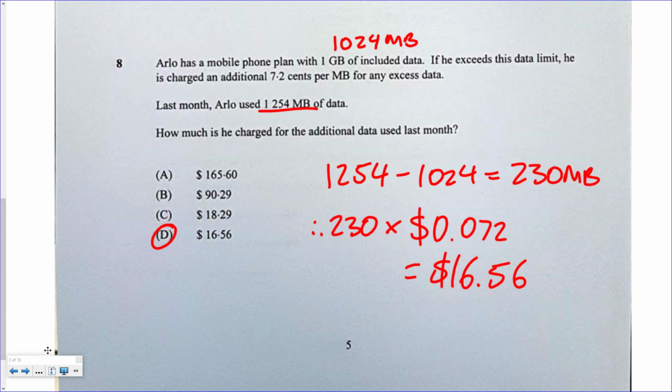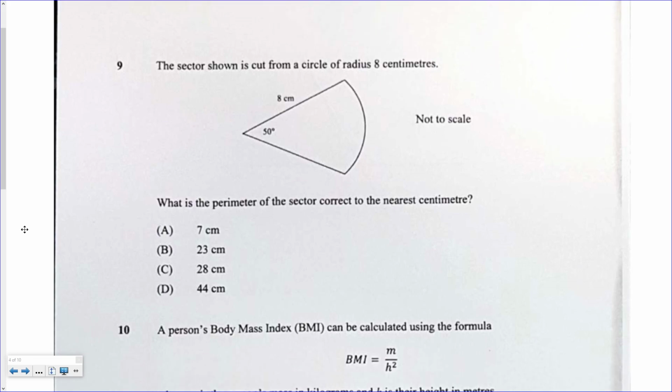Going to question 9 on the next page. So here we have this sector, and with this sector, we've got the 50 degrees on the inside, we call that theta, and we have our radius of 8. Now the key thing you need to be careful here is we're not trying to find the arc length, although we will in a second.